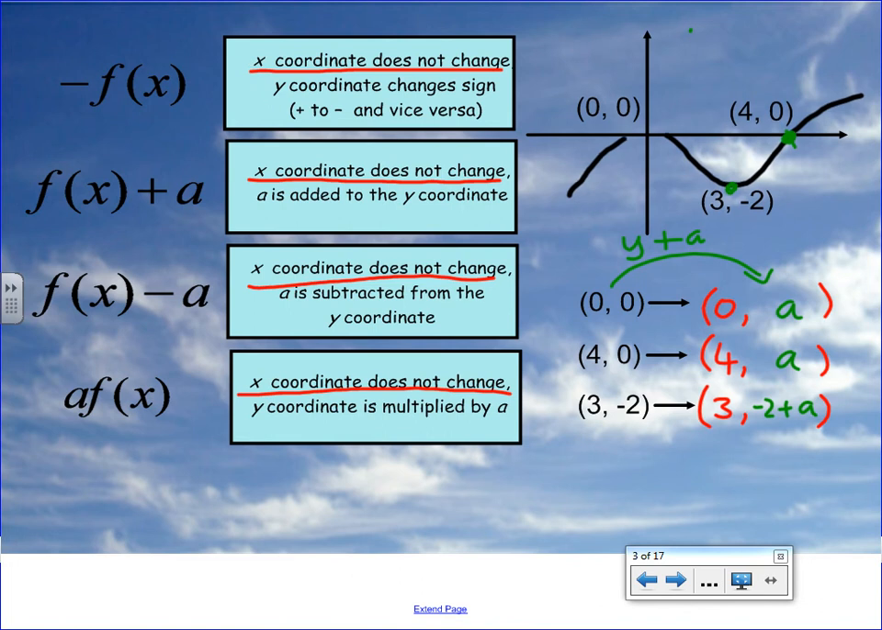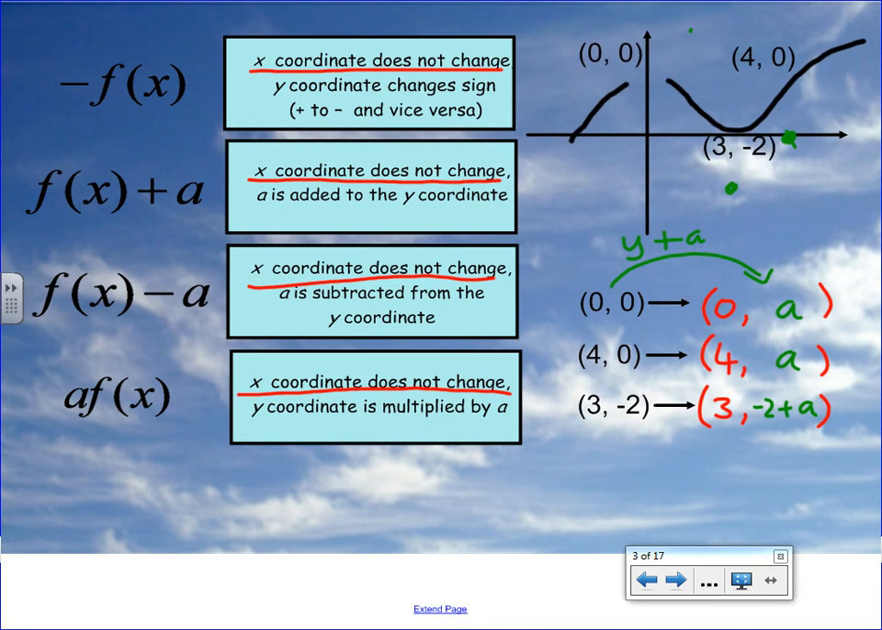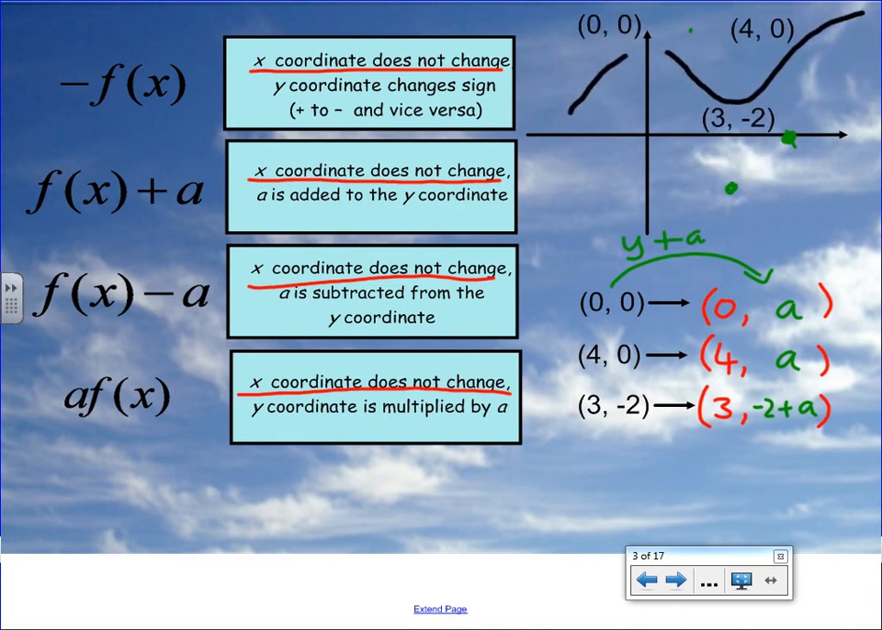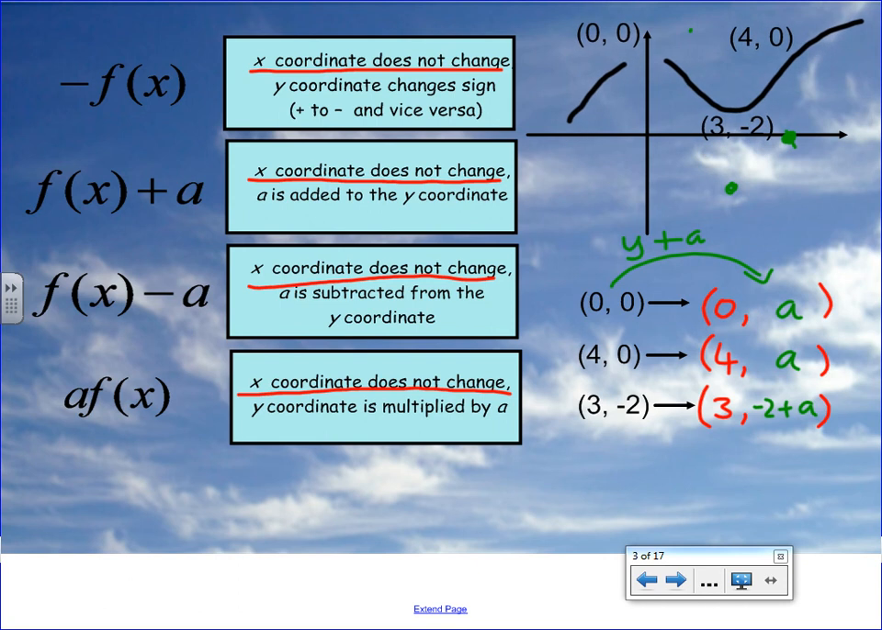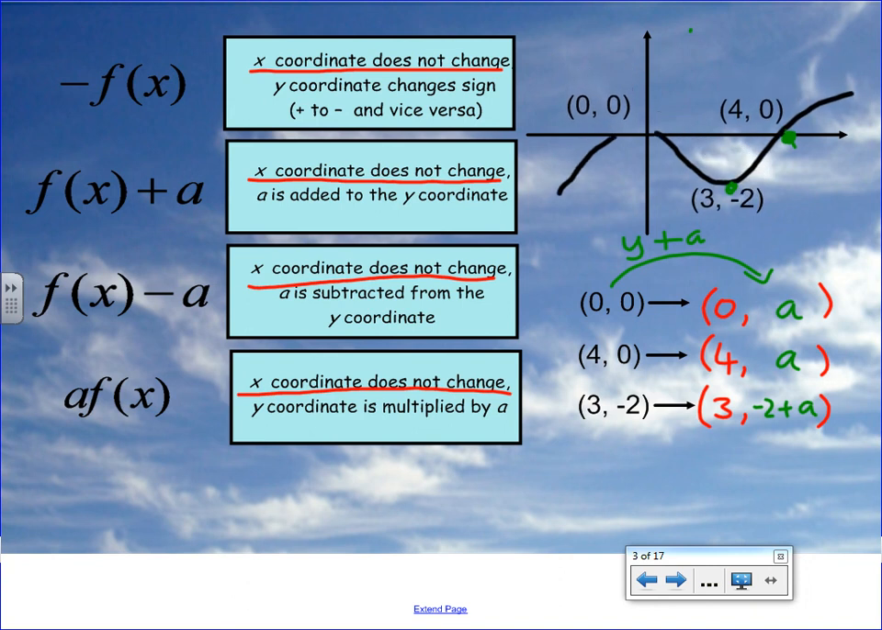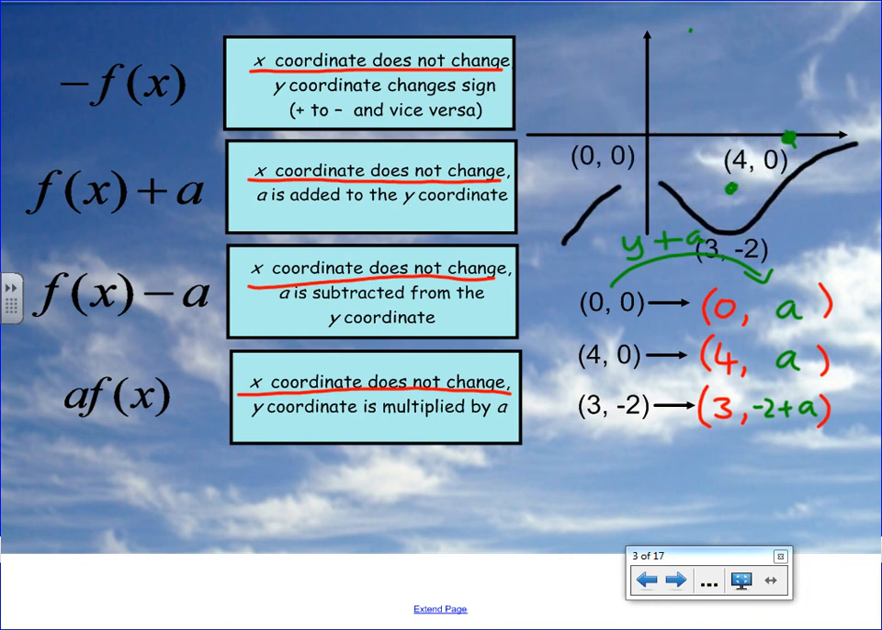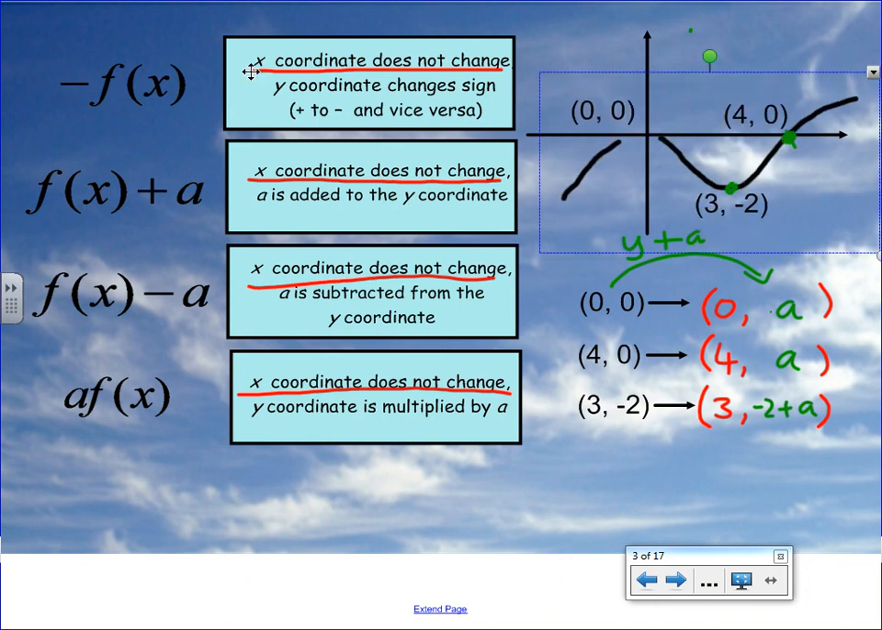The graph, which I've accidentally rubbed a bit out of, but never mind, would go up a, however far a is, and we would know what the new coordinates were going to be. Similarly, if we were doing f of x minus a, the graph, instead of going up, goes down, and we would simply have minus instead of plus. So we would say what's going to happen is that y is going to have a taken away.